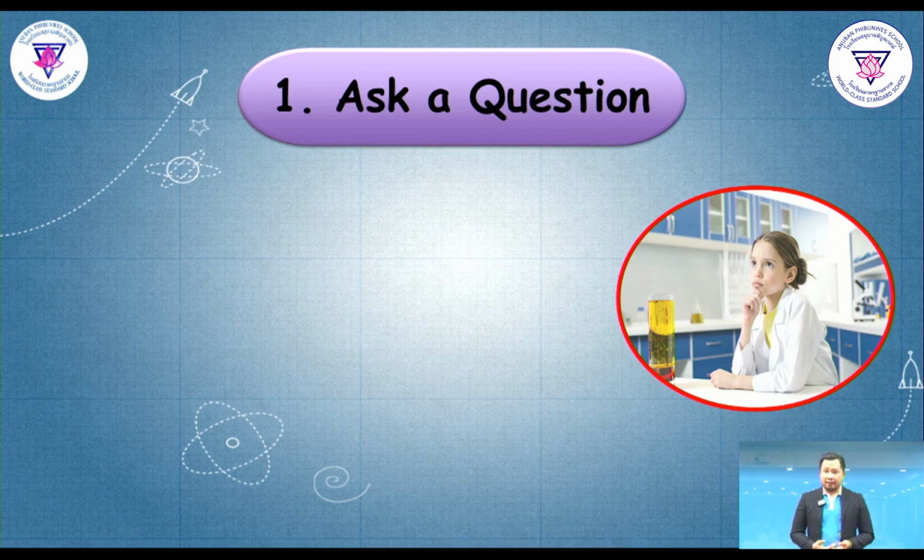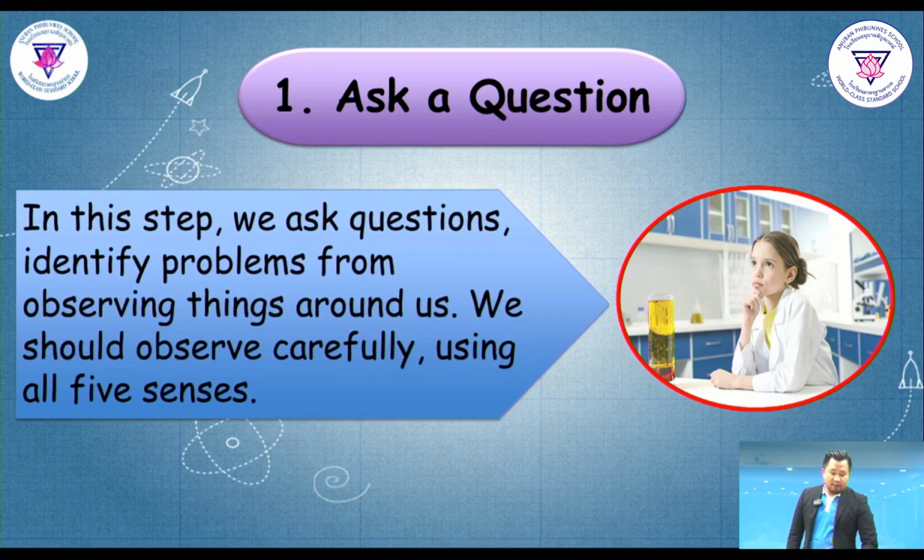When you want to inquire about something, you have to have a question. The first step, we ask questions. Identify problems from observing things around us. We should observe carefully, using all 5 senses. Now, what are the 5 senses? We have touch, smell, see, hear, and taste. We use these 5 senses carefully.